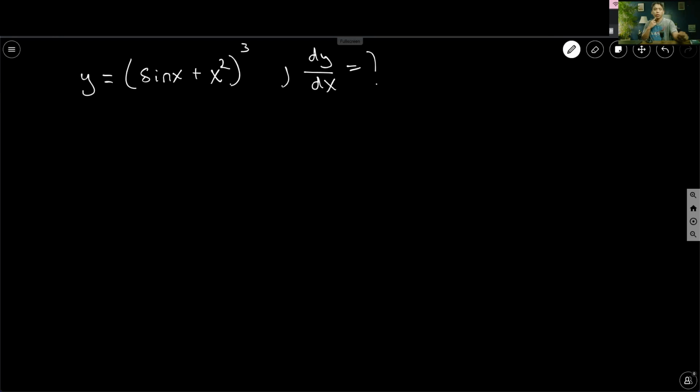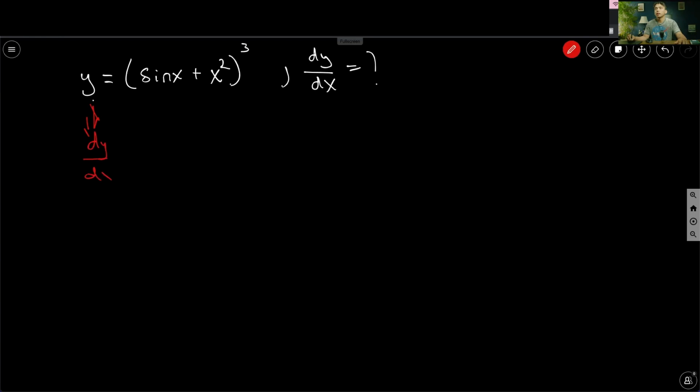For this problem, we're given a y function of (sine x plus x squared) to the third power, and we want dy dx. Because all of that is to the third power, we know we're going to do the power rule and then the chain rule inside of it. So to get dy dx, in this case, it's just a derivative.